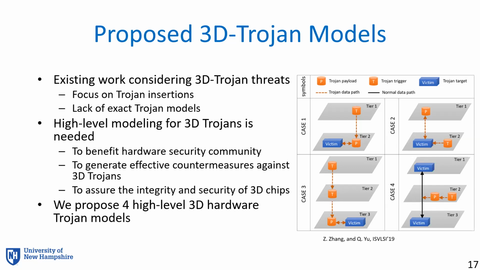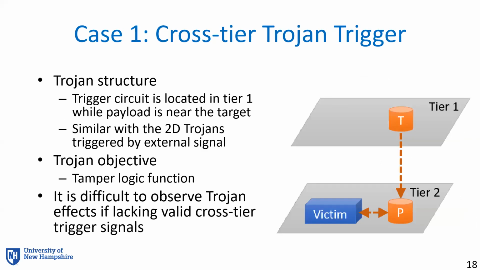So that's why we have one of our papers published in ISVLSI. We distinguish different 3D hardware Trojan cases for the hardware security community, so that we can develop different countermeasures aimed at different categories. In total, we have 4 models. We will explain case by case with examples. In the first case, the Trojan trigger and the payload are in different tiers. P means payload, T means trigger.